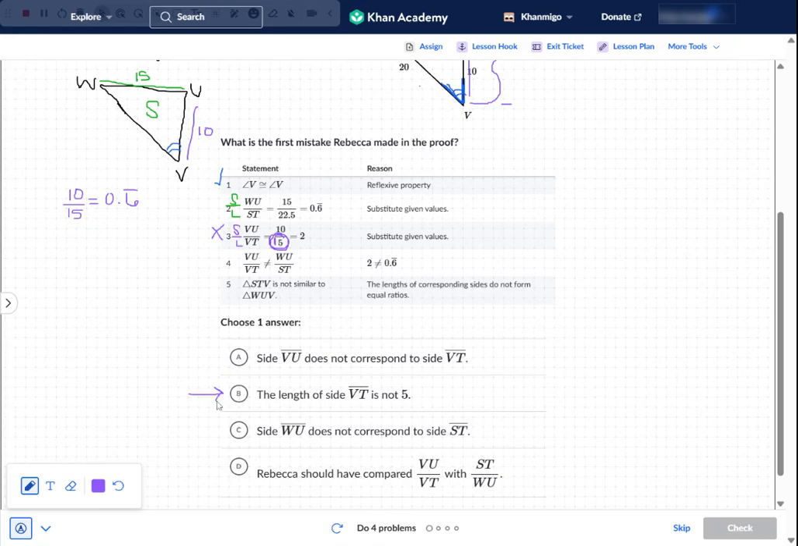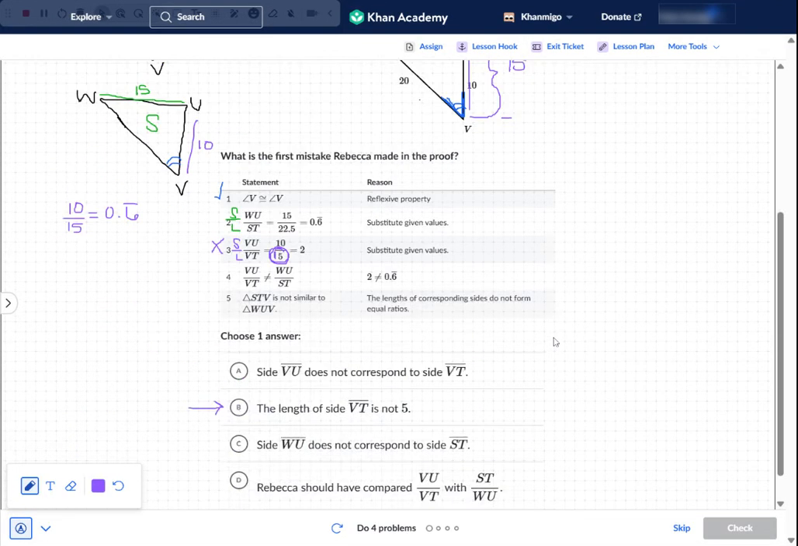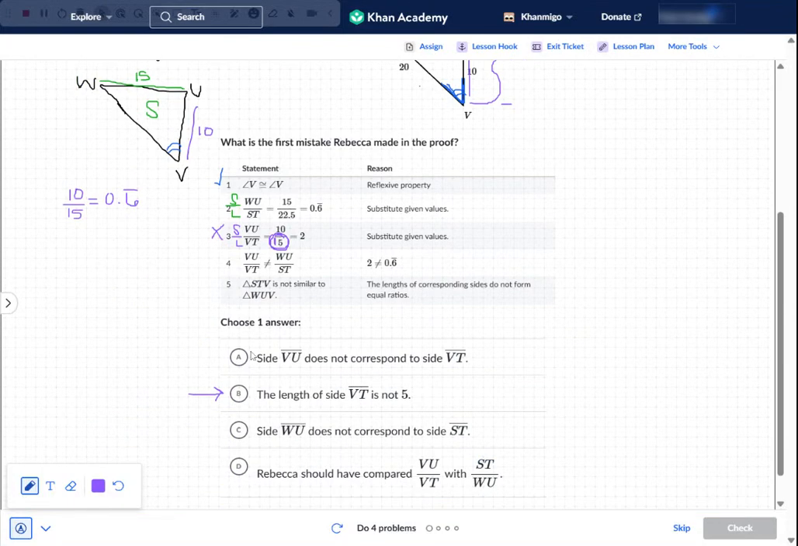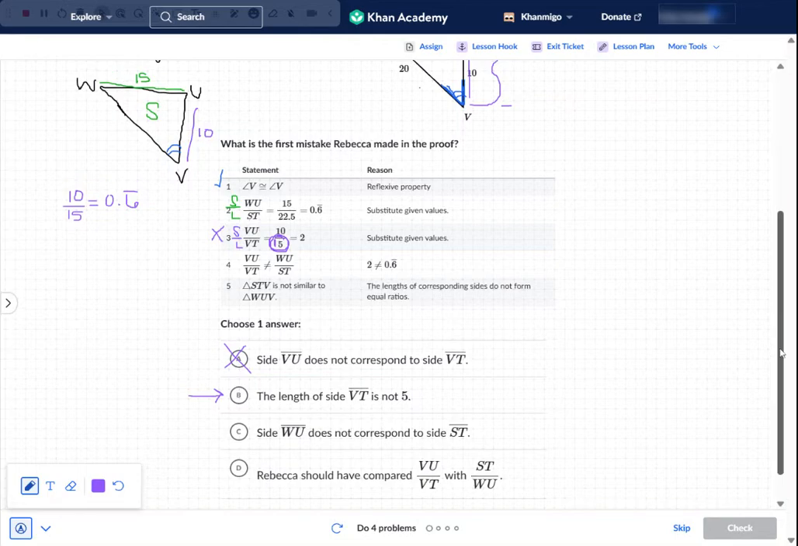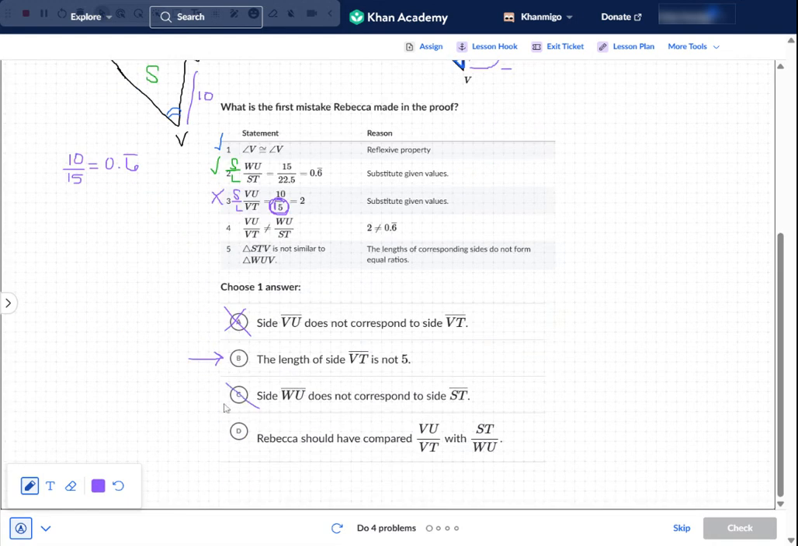Okay, that sounds right. Side VU does not correspond to side VT. No, it does. We found it does. Side WU does not correspond to ST. WU and ST. No, that was one that we checked off. I forgot to give it a check that it was correct. That one we checked off. Okay, so that doesn't work.